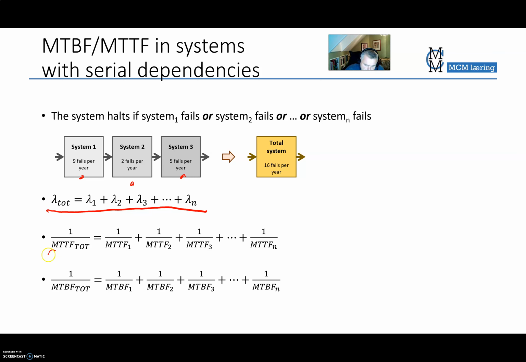Now, the mean time to failure, or mean time between failures, is the inverse of the failure rate. So the overall MTTF, the inverse of that, is the sum of the inverse of each and every individual MTTF. Or indeed, the inverse of the overall MTBF is the sum of the individual inverse MTBFs. And that is, as I mentioned, a result of the individual failure rates.